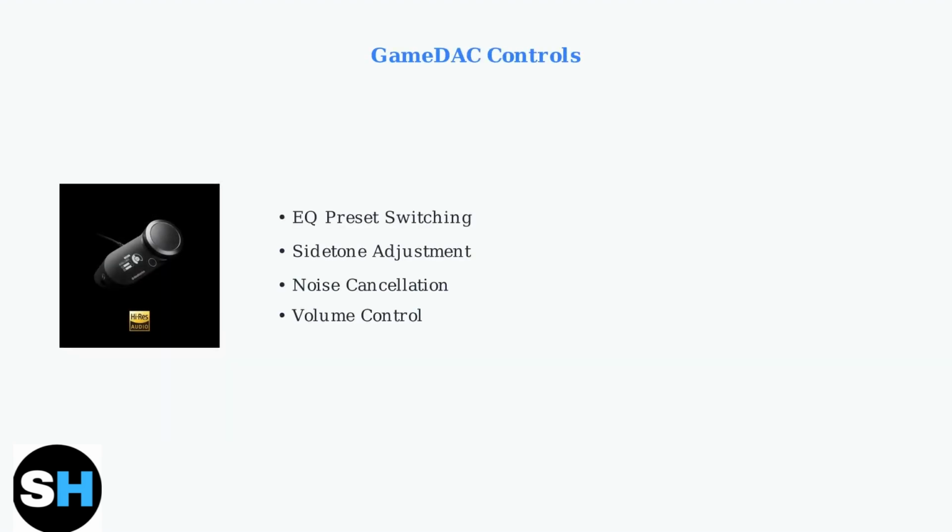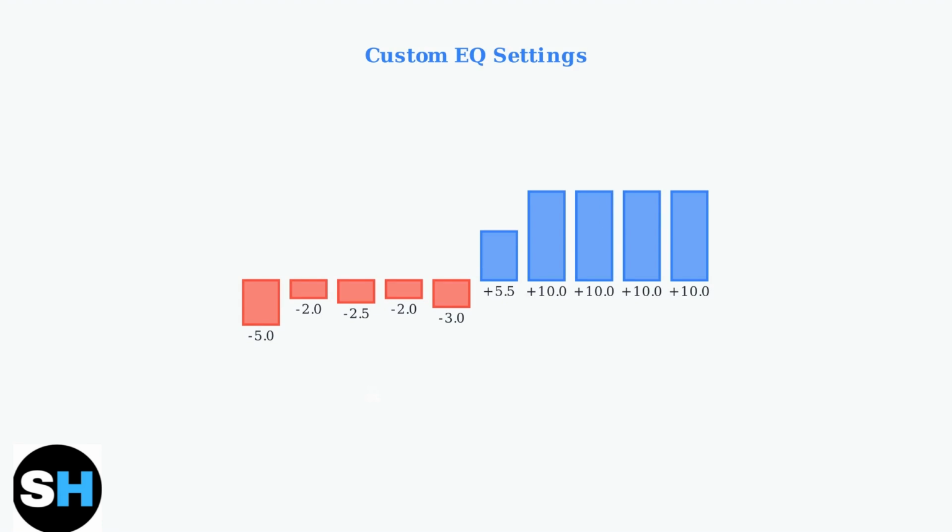The Game DAC provides powerful, on-the-fly control over your audio experience. You can instantly adjust EQ presets, side tone levels, and noise cancellation settings without interrupting your gameplay. Custom EQ settings allow you to tailor the audio profile to your preferences and specific games. Experimentation is key to finding your perfect sound balance.